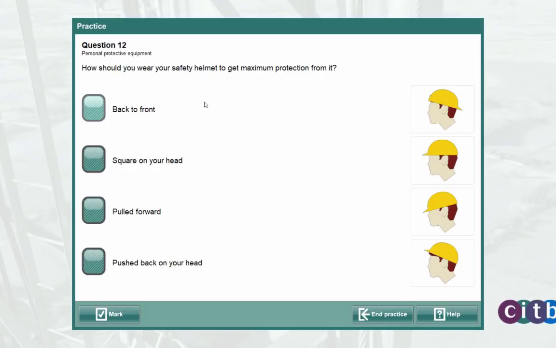How should you wear your safety helmet to get maximum protection from it? Back to front. Square on your head. Pulled forward. Pushed back on your head.